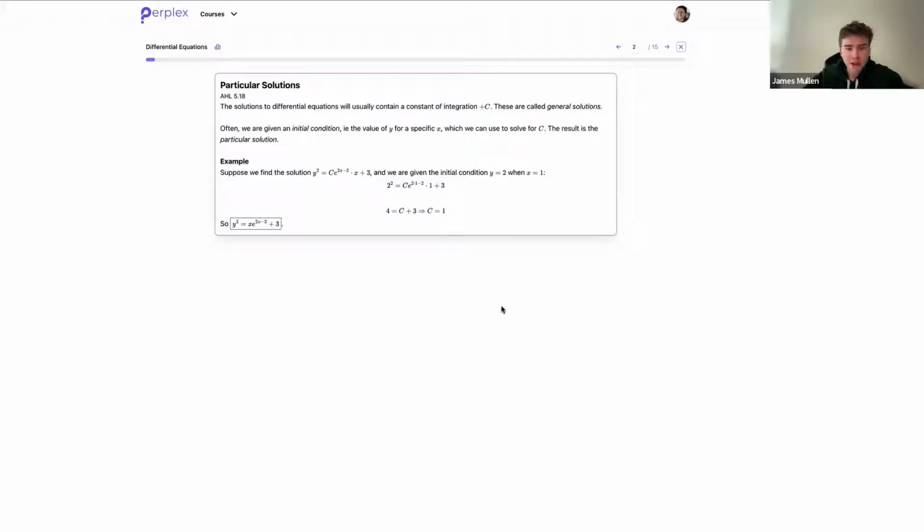So suppose we did find the solution y squared is equal to c times e to the power of 2x minus 2, times x plus 3. And if we were told that the initial condition is y is equal to 2 and x is equal to 1, then I can figure out that I have 2 squared is equal to c times e to the power of 2 times 1 minus 2, times 1 plus 3. Or in other words, 4 is equal to c plus 3, and that means c is equal to 1. And therefore, the equation that I have is y squared is equal to x e to the 2x minus 2 plus 3. That is the answer, the particular solution.